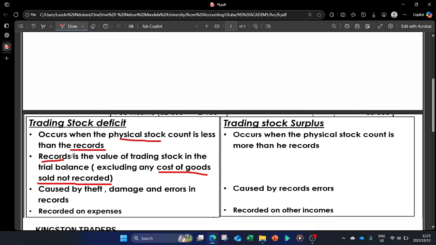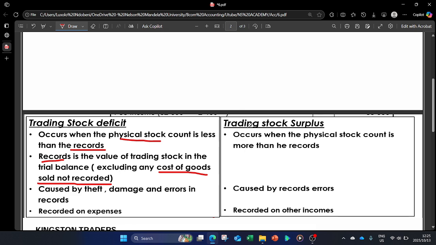So the records are the value of trading stock in the trial balance. But if there is no additional information saying that there were cost of sales that were not recorded, then nothing will affect the records. But if there is additional information saying that there is cost of sales that is not recorded, then the value of inventory in the trial balance, which is the records, will be deducted by the cost of goods sold but not recorded.